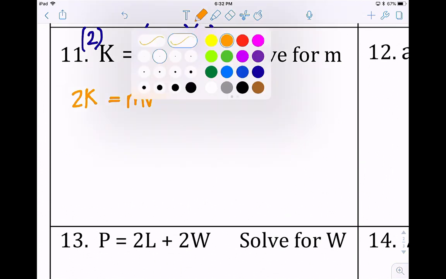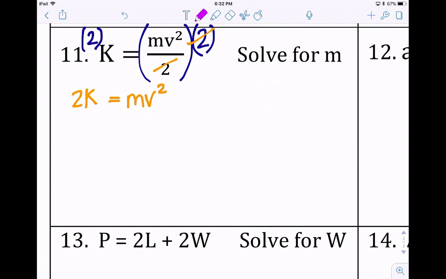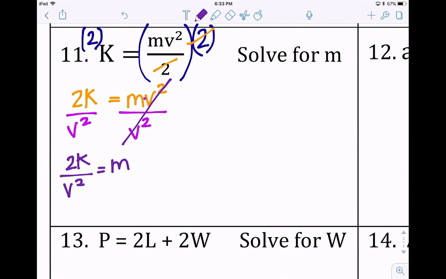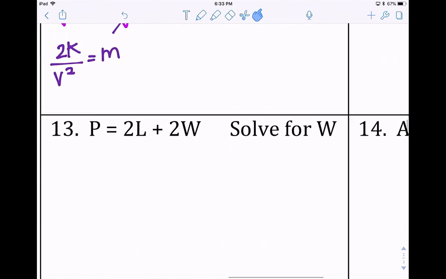So now I need to get the v squared off of the m. I'm trying to isolate m. So m and v squared are being multiplied. So the opposite of multiplication would be division. So I'm going to divide by v squared. Do that on the other side also. Divide by v squared. So v squared divided by v squared, those will cancel. They're opposites, right? That would just give you 1. So we're going to be left with 2k divided by velocity squared is equal to m. And that's it.